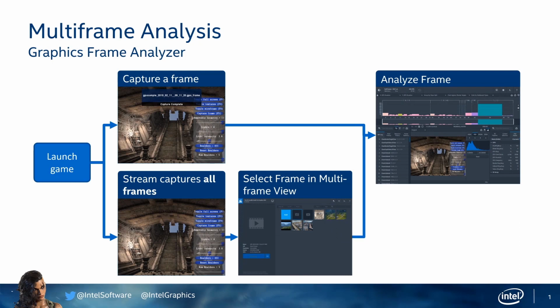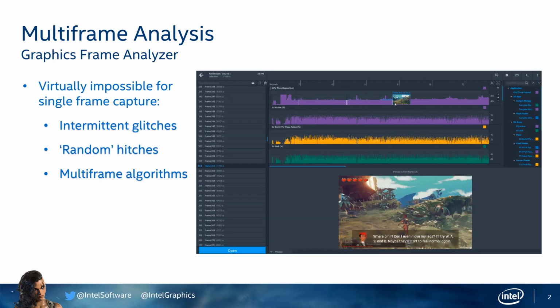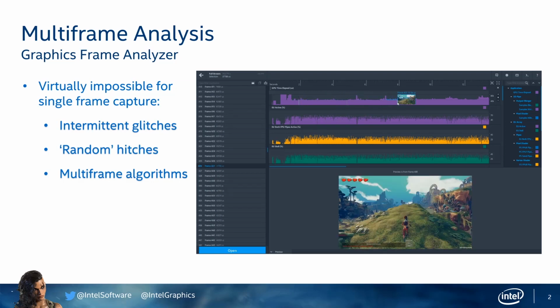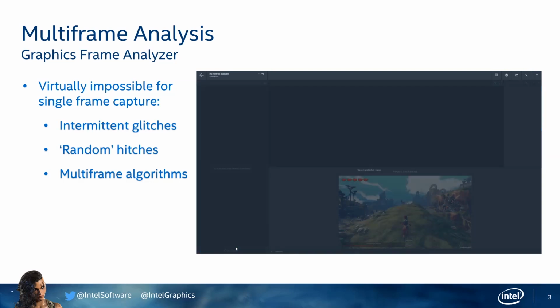Arguably, the largest change in GPA in recent history has been the addition of stream capturing in Frame Analyzer. Adding to our single frame capture capability, this new feature allows developers to capture a stream of as many frames as wanted throughout the lifetime of the game. This capability is particularly exciting for us, as it allows developers to analyze problems that were virtually impossible to debug in single frame capture mode. Some examples include intermittent glitches, random hitches, and issues with multi-frame algorithms.